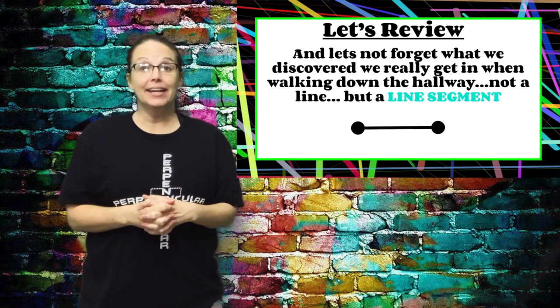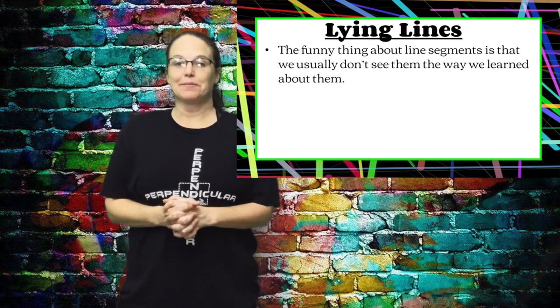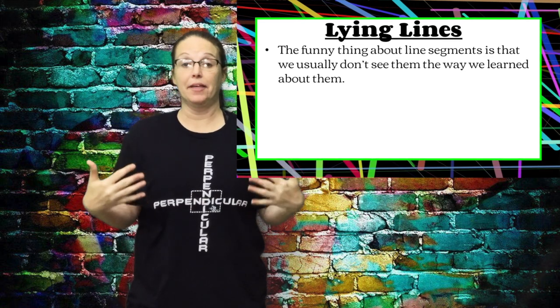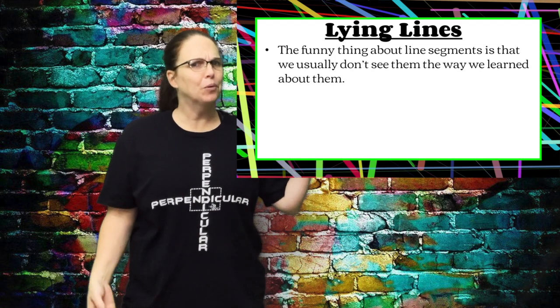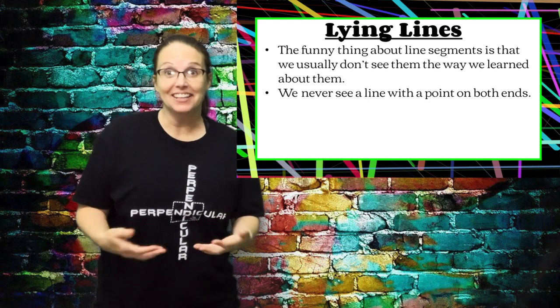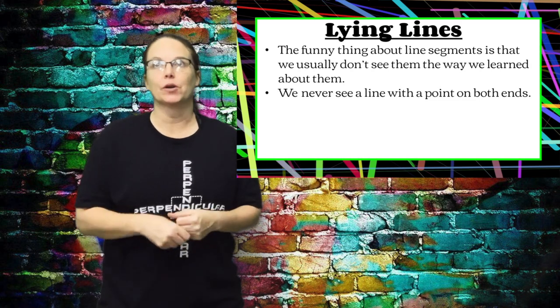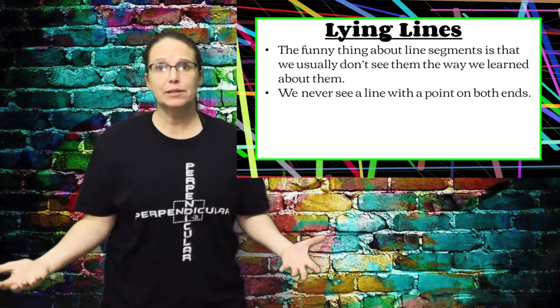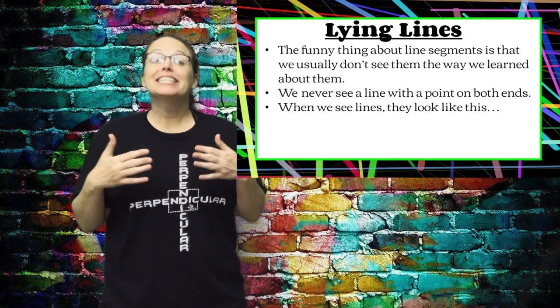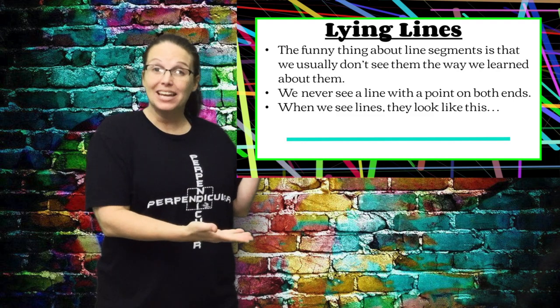And if they could tell that, I was so excited and so was their teacher. But when you walk in a line, you're really walking in a line segment because it has a beginning point and an ending point. The funny thing about line segments is that we don't usually see them the way we learn about them. We never see a line with a point on both ends. That would kind of be weird, unless of course you were connecting the dots. But when we see them in regular space, on our kitchen cabinets, or on a picture frame, or on the windows that we're trapped behind right now, we don't see them as a line with a beginning and an ending point. They just look like a line without any arrows, just going back and forth on one end.